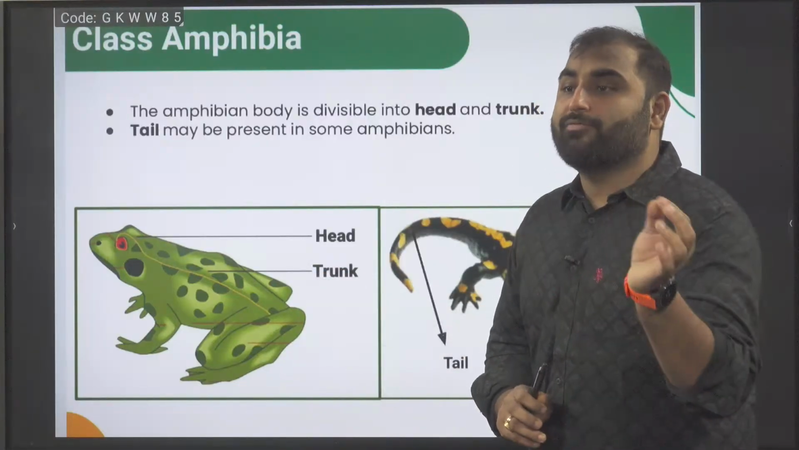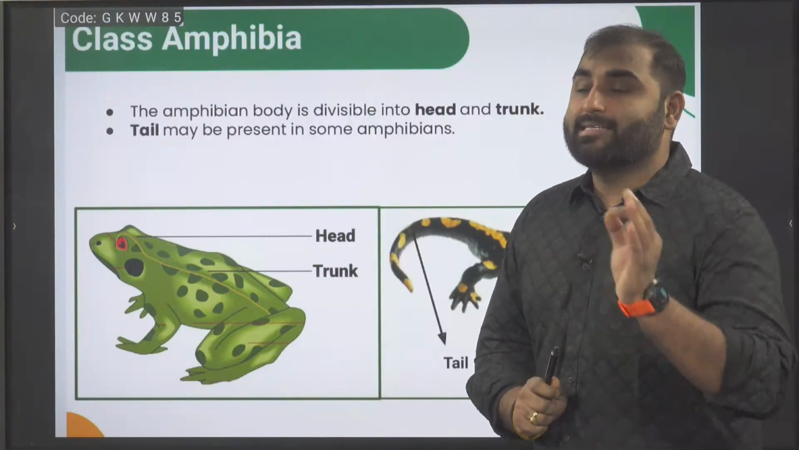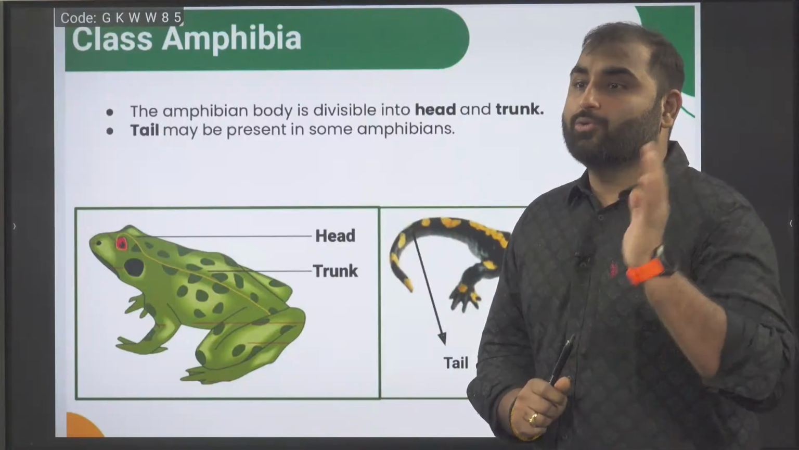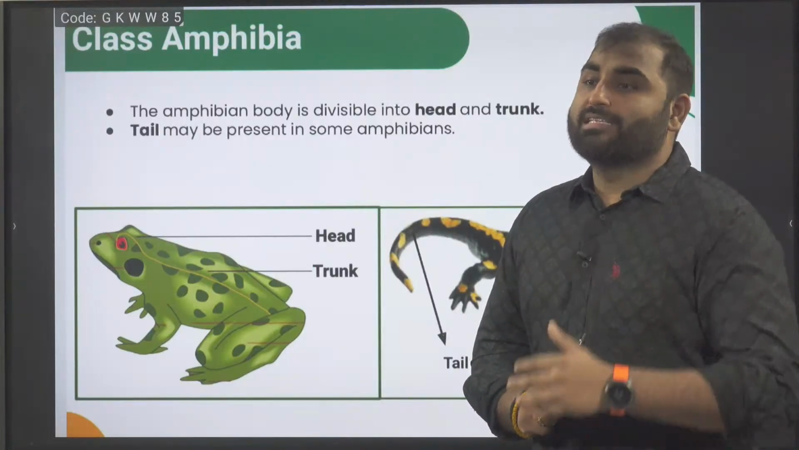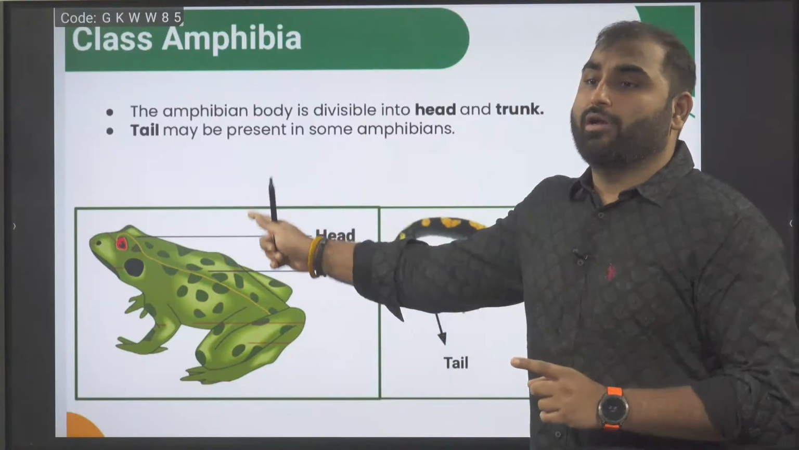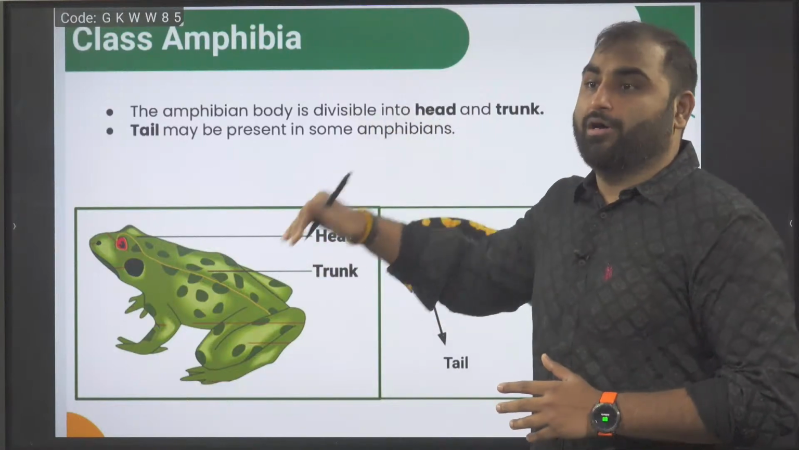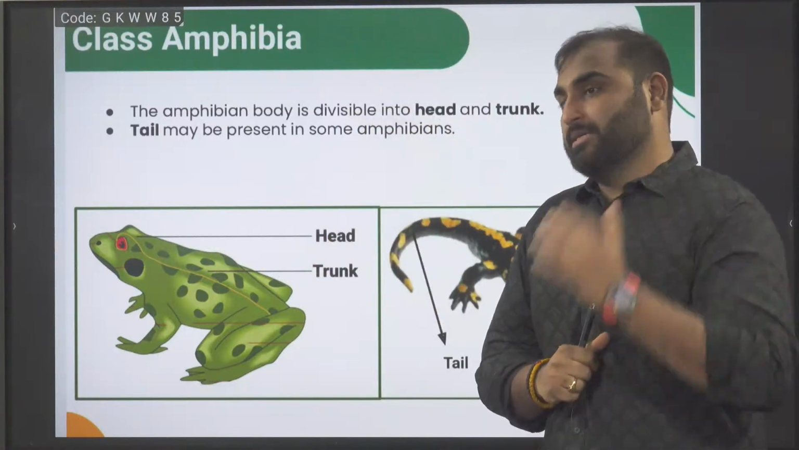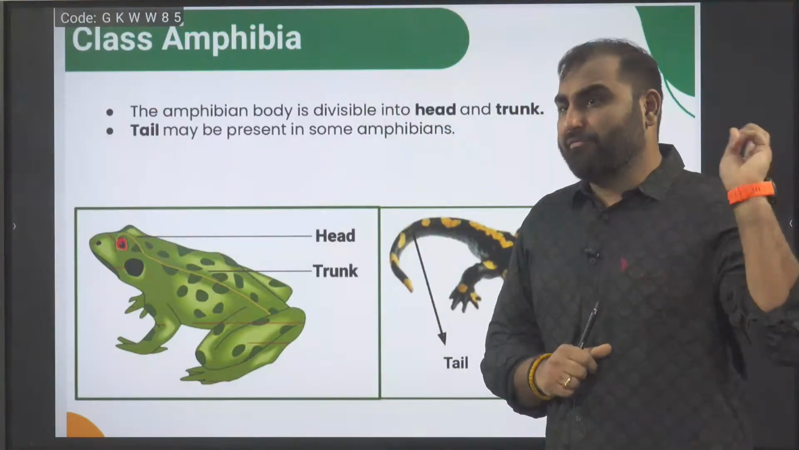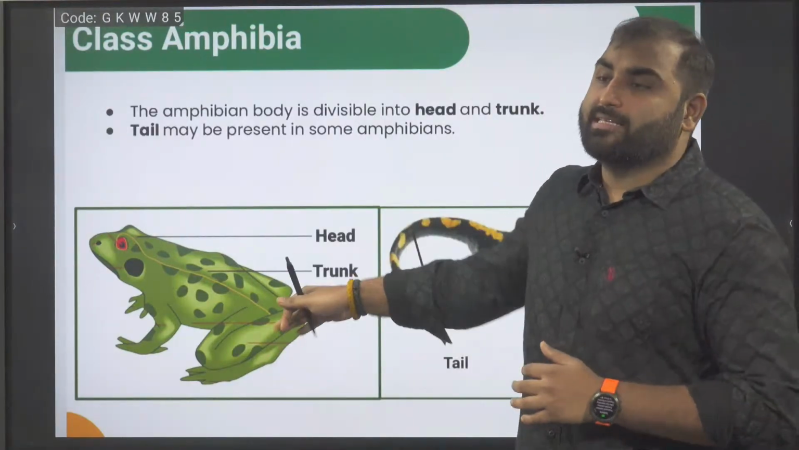Which order does frog belong to? Tail is absent. So what we will say? Tail is absent. So which order is it belonging to? Class is Amphibia. Which order will it be? After class, order comes. And that is required in your frog chapter. Come on, quickly, say it.